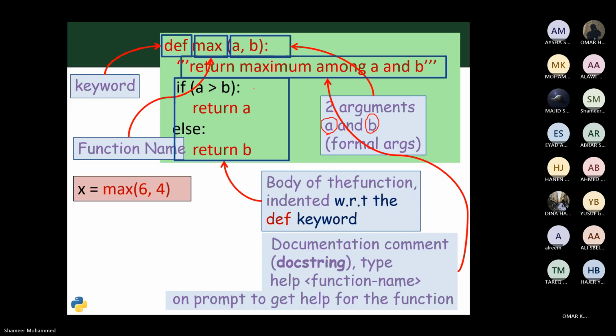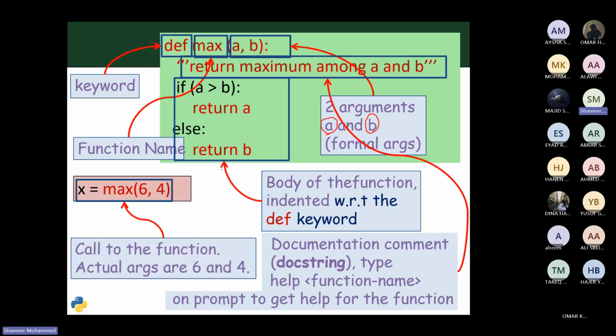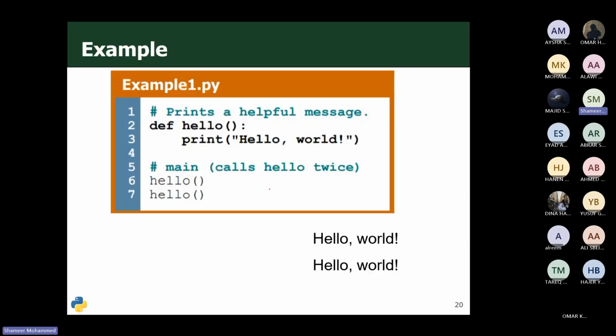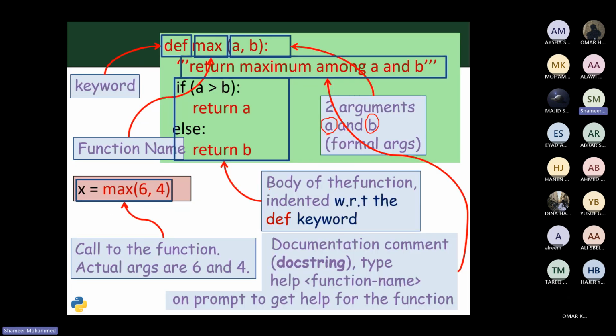Now, this is the place where you're calling the function, and you're passing the values 6, 4. So in the place of A, you're passing 6. In the place of B, you are passing 4. So that is the answer. What you will get is 6.